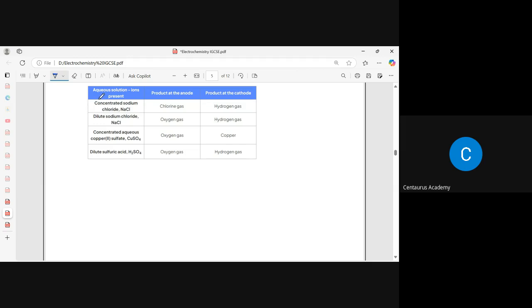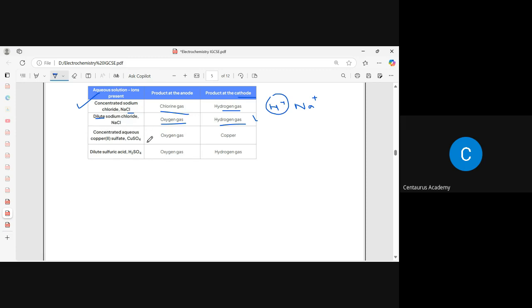Let's look into a few examples. An aqueous solution of these substances is electrolyzed. Concentrated sodium chloride, a concentrated halide, right? Which is why chlorine gas is produced at the anode. What about the cathode? Hydrogen gas is produced at the cathode. Why? Because you have hydrogen ions and sodium ions, and the less reactive one is always deposited, so hydrogen gas is deposited at the cathode. In dilute sodium chloride, since it is a dilute solution of the halide, oxygen gas is produced from hydroxide ions, and the hydrogen gas product at the cathode remains the same.